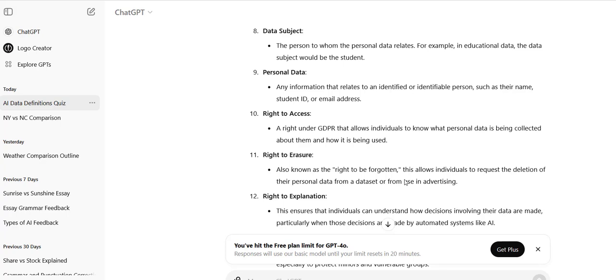So this ends this video on how you can use ChatGPT to explain to you all of the difficult words that you see in your chemistry textbook, in your biology textbook, and in your English textbook.